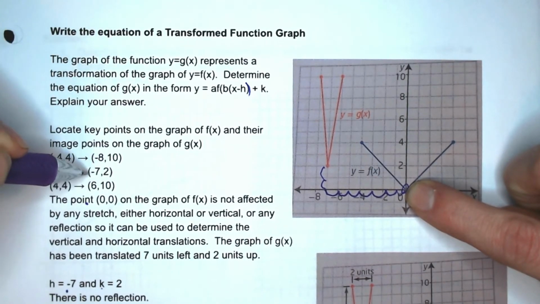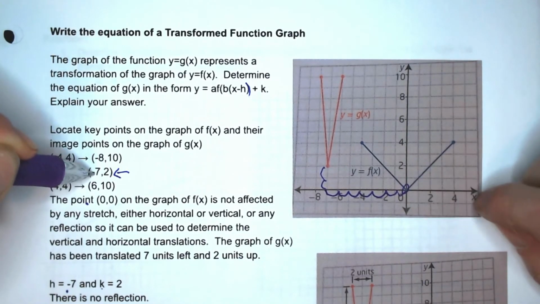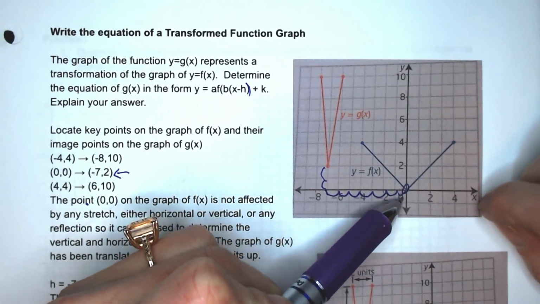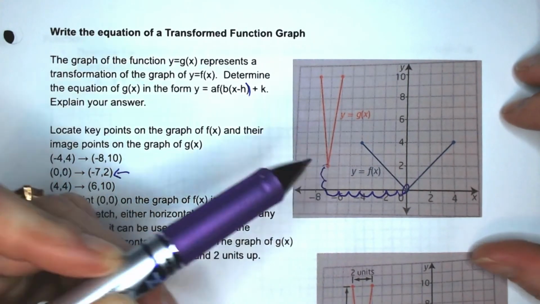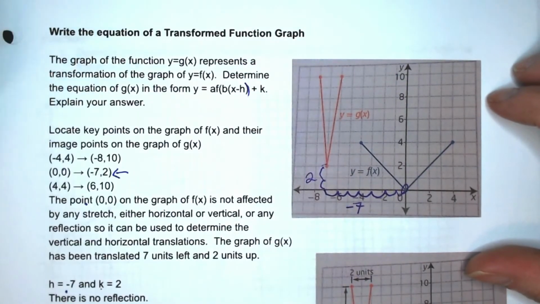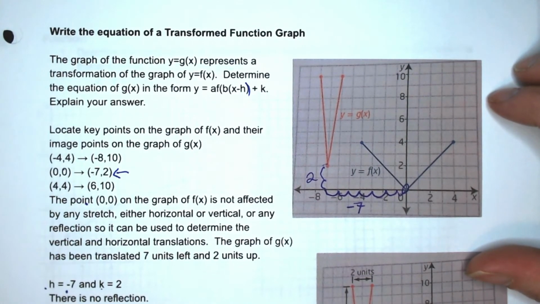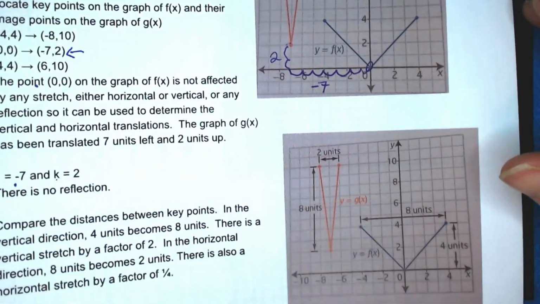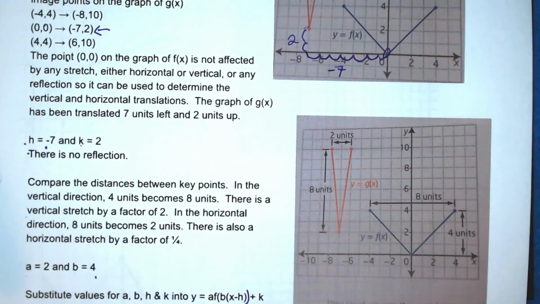So if we look at the coordinates that came out of the transformation, we can see that 0, 0 has moved 7 units to the left and up 2 units. Okay, 7 to the left, -7, and 2 units. So we now have our h and k values. h is -7 and k is +2. There's no reflection, and you can tell that because it's not changed directions.